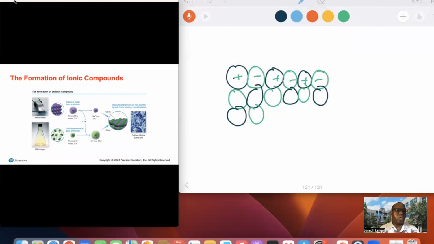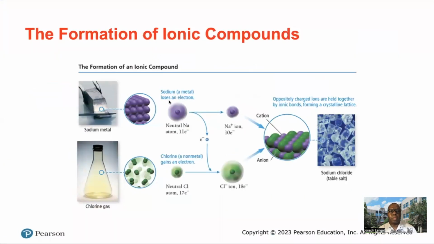This is how the alternating positive and negative ions are arranged, the cations and anions. There is a message here. You need to understand this is the sodium metal, and this is the chlorine gas.